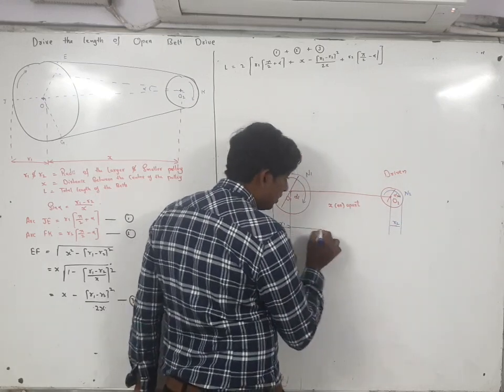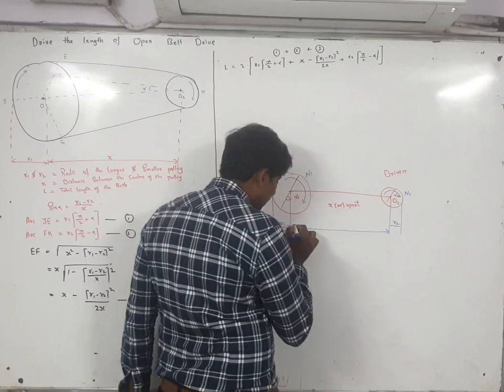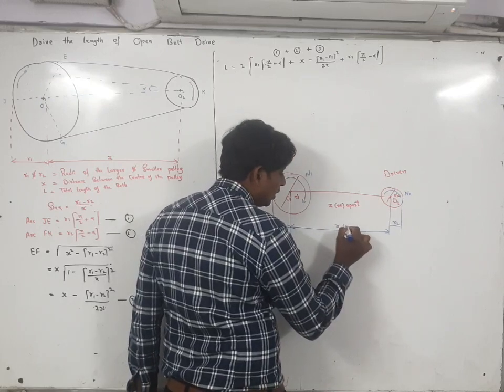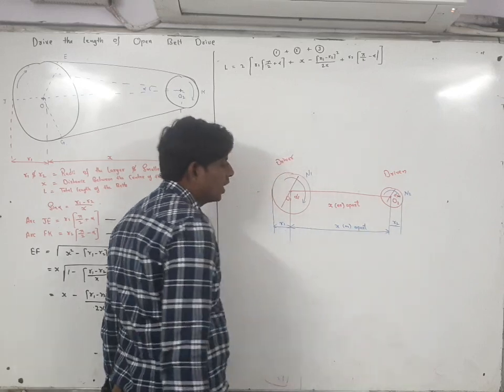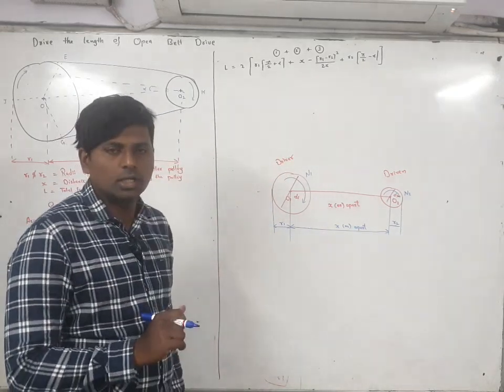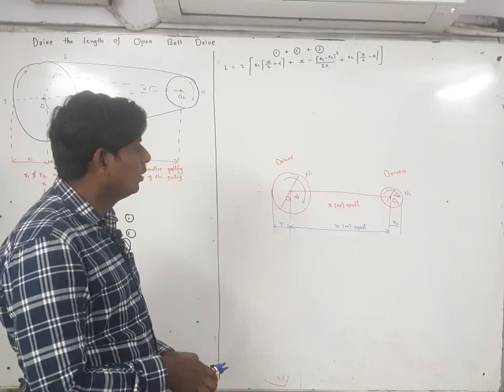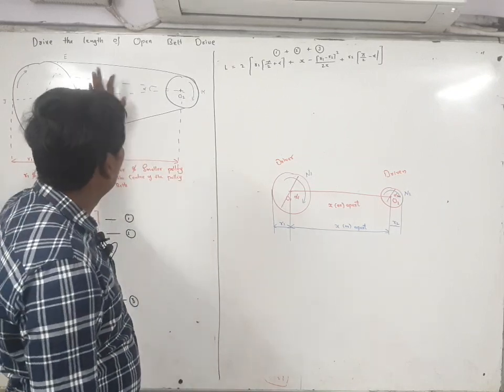Between these, the distance is known as X, or another name, apart. So like this you have to write about the pulleys. Let us derive the length of an open belt drive.